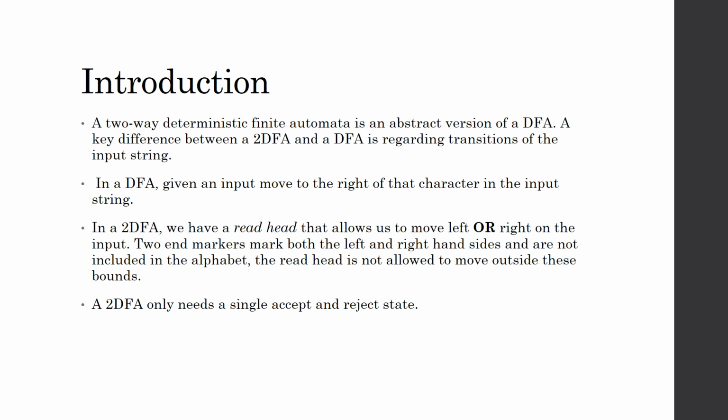Two end markers mark both the left and right hand sides and are not included in our alphabet sigma. The read head is not allowed to move outside of these bounds. A 2DFA also only needs a single accept and reject state.